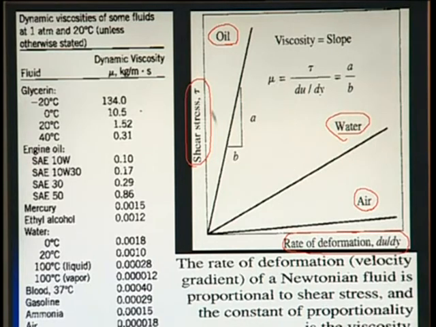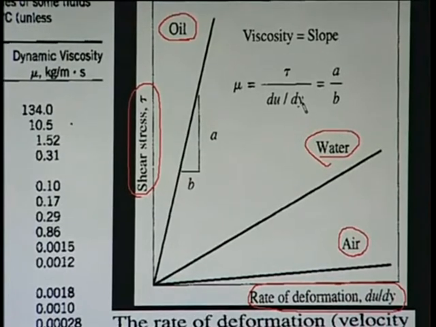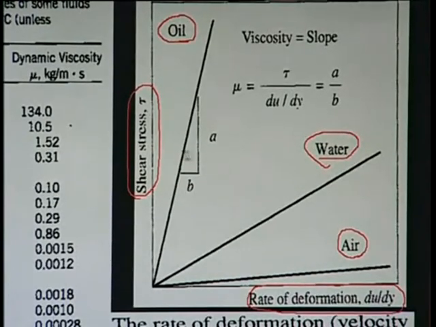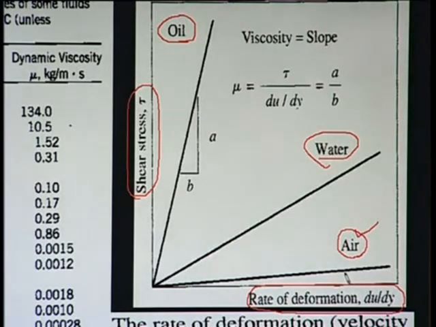Viscosity is the slope between shear stress and du over dy, because tau is equal to mu du over dy. So, mu is equal to tau divided by du over dy. For this figure, the slope represents the coefficient of viscosity or viscosity. With the help of these three figures, we can appreciate that air has the least viscosity of these three fluids, water is in between, and oil has the highest viscosity.